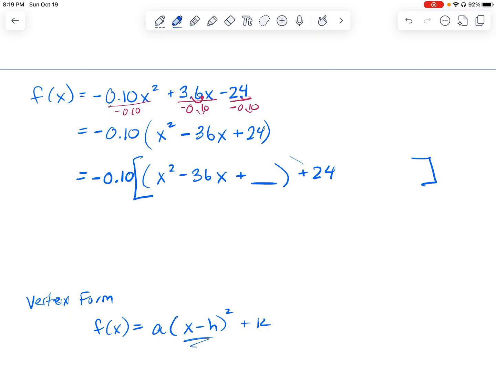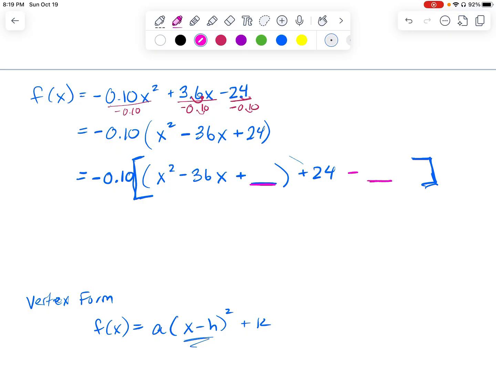Remember, this is all inside brackets because that negative 0.10 is out in front of everything. So plus 24, whatever I add here, I need to subtract here. So I'm going to balance what's in there. I don't want to change the value.